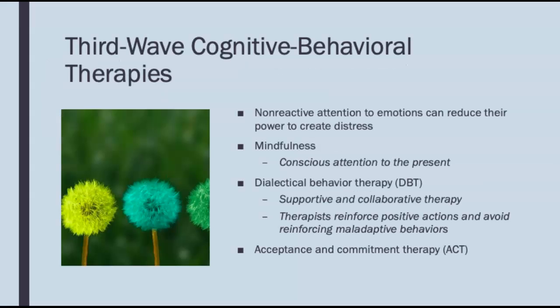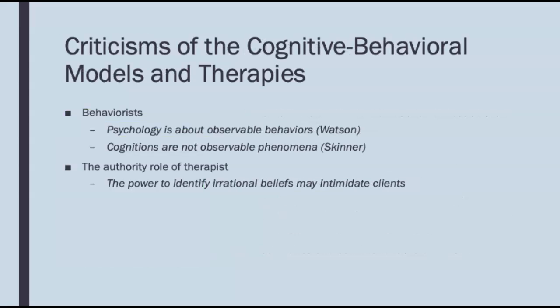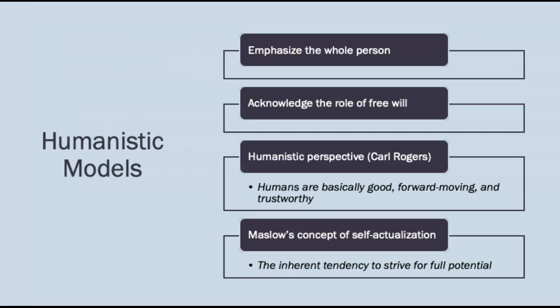And then the third wave of cognitive behavioral therapies includes mindfulness, dialectical behavioral therapy, and acceptance and commitment therapy. Some criticisms are that it's all about observable behavior and cognitions are not observable, and there is more of an authority role of the therapist in some of these models, and that power dynamic may be intimidating to some clients.